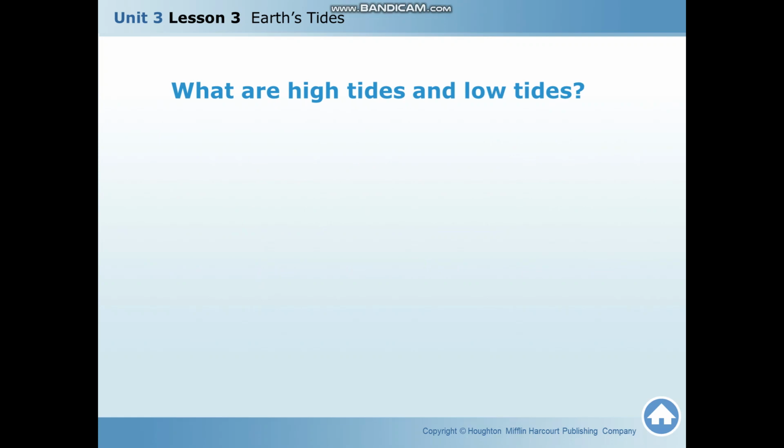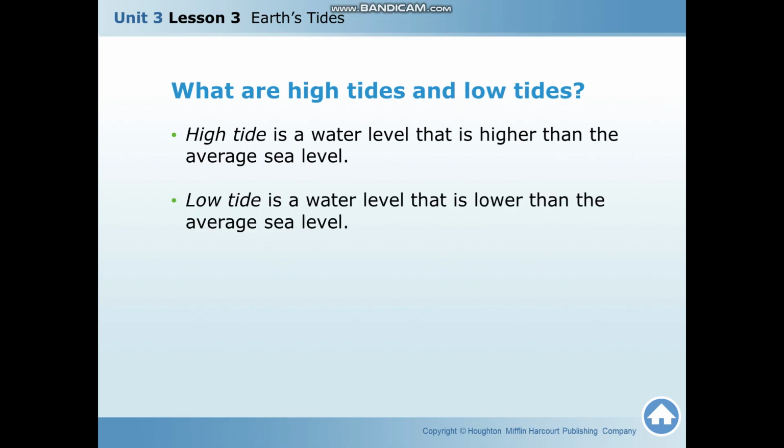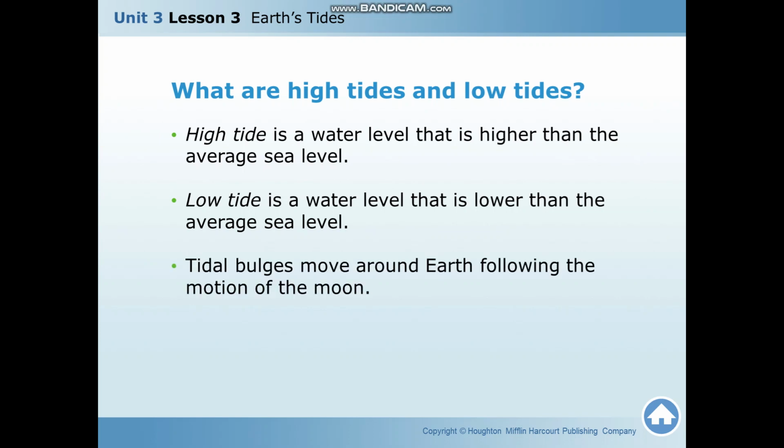What are high tides and low tides? High tide is a water level that is higher than the average sea level. Low tide is a water level that is lower than the average sea level. Tidal bulges move around the Earth following the motion of the moon.